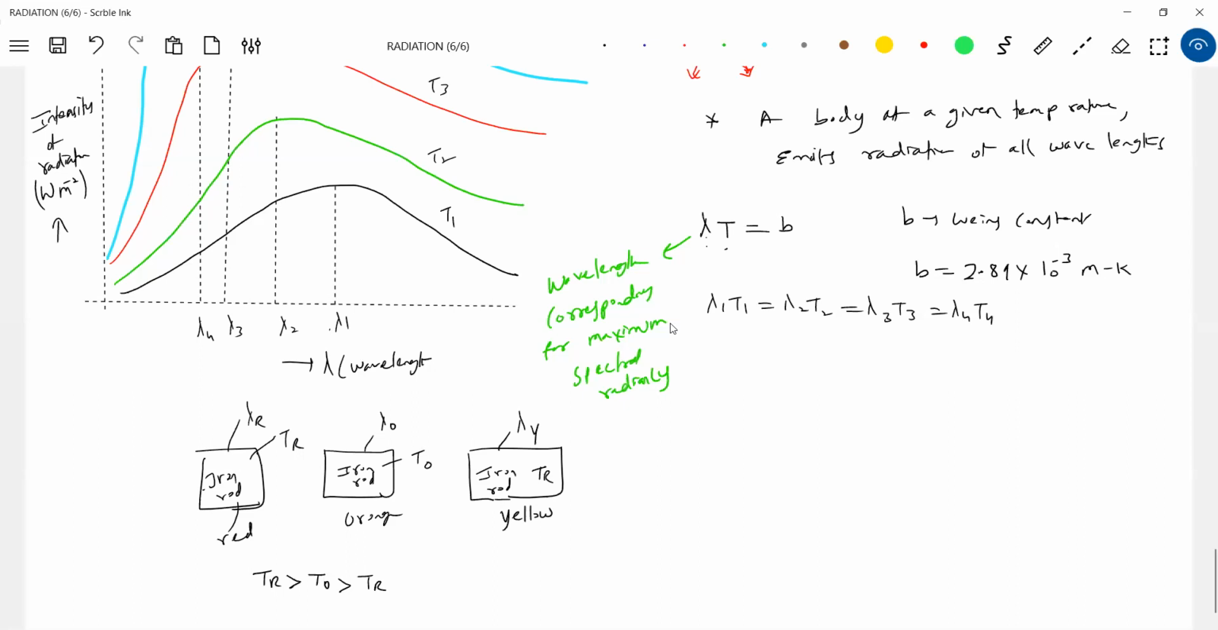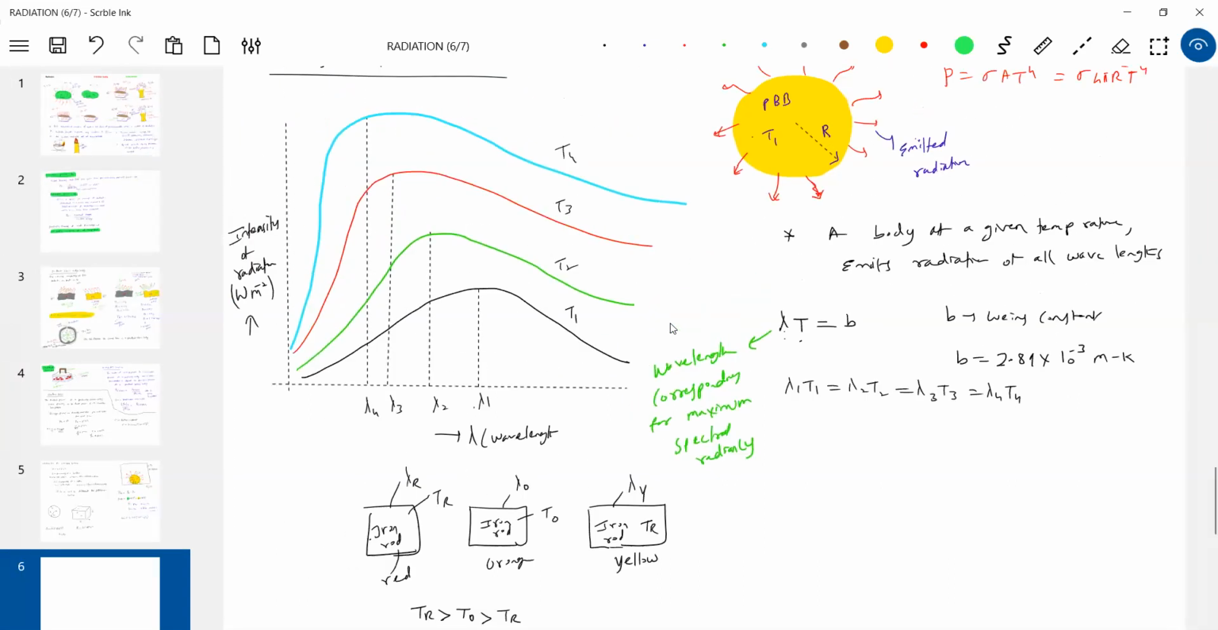This is basically a property of a body. At a given temperature, a given body will give out radiation corresponding to all wavelengths. I think this is what we already put in the beginning: all bodies radiate at all temperatures. Further, what we have to put is, at a given temperature, a given body will give out radiation of all wavelengths. There's one more important point: a body at a given temperature emits radiation of all wavelengths. I think I already put it. Don't think that only lambda 1 it will emit. You can see this curve.